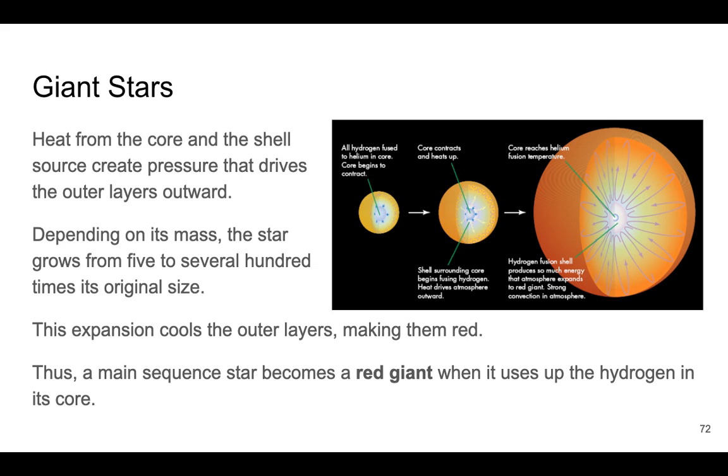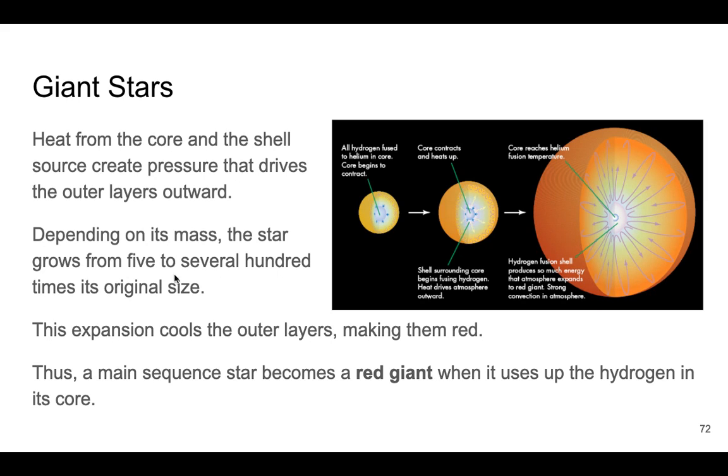Again, a couple of contradictory things are happening here. The core is shrinking and getting hotter, and that heat is driving the outer layers outwards. So the core is getting smaller, and the outer layers of the star are getting much bigger. Depending on the mass of the star, it can go from being 5 times as big in radius to several hundred times as big in radius.